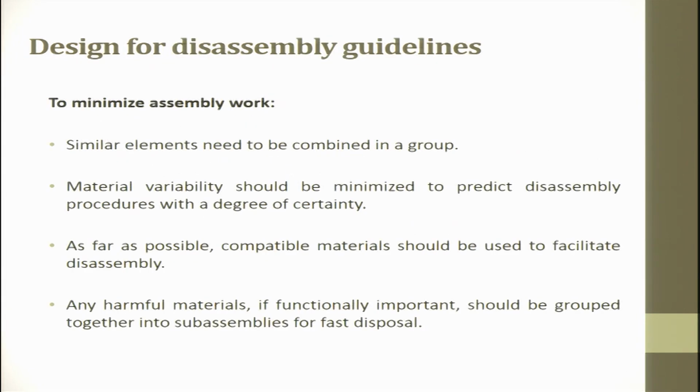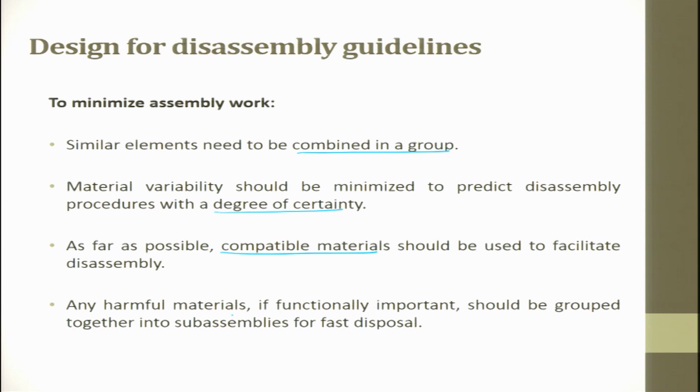To minimize assembly work, similar elements need to be combined in a group, which we saw earlier also. This will reduce the assembly work. Material variability should be minimized to predict disassembly procedures with a degree of certainty. As far as possible, compatible materials should be used to facilitate disassembly. Compatible materials, so that when we apply force, it should shear.